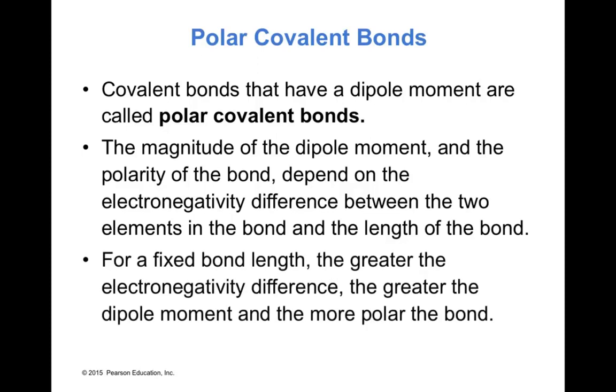For a fixed bond length, the greater the electronegativity difference, the greater the dipole moment and the more polar the bond. Okay, so that means that if we have a large difference between the electronegativities of the two elements that form that bond, then that bond can be classified as a polar covalent bond because it has a great dipole moment.